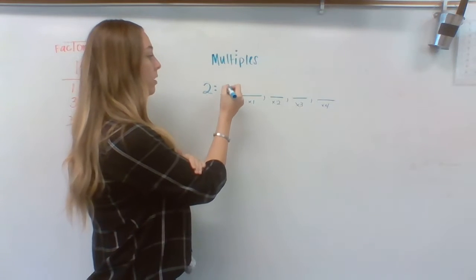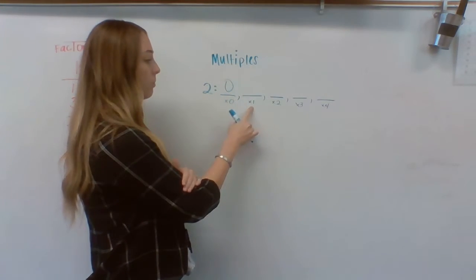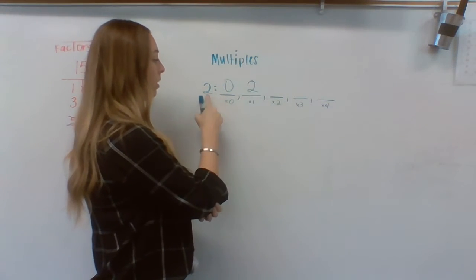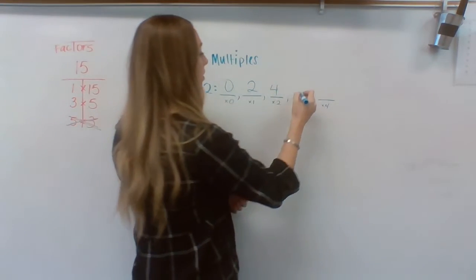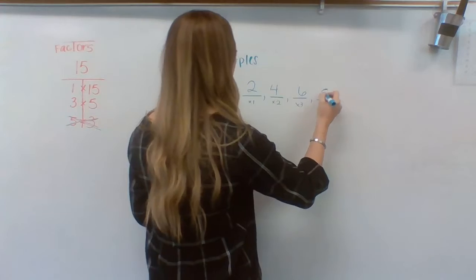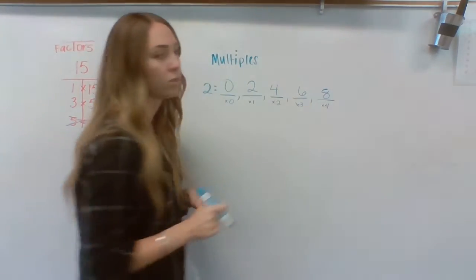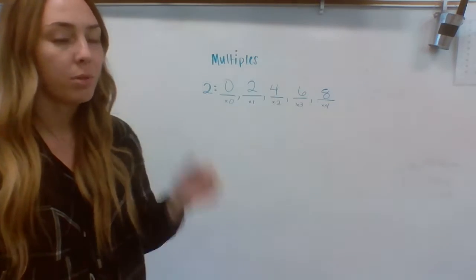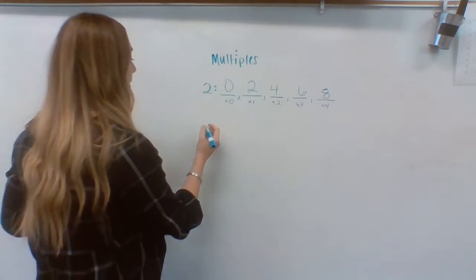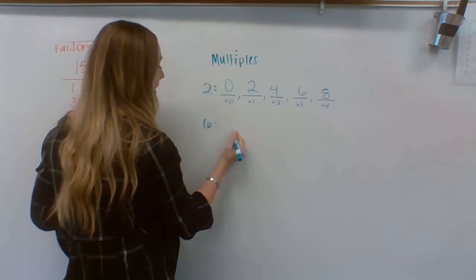2 times 0 is 0. 2 times 1, 2. 2 times 2, 4, and so on. 2 times 3 is 6. 2 times 4 is 8. So my first 5 multiples of 2: 0, 2, 4, 6, 8. That one's pretty easy. Another one that we could practice on is 6.